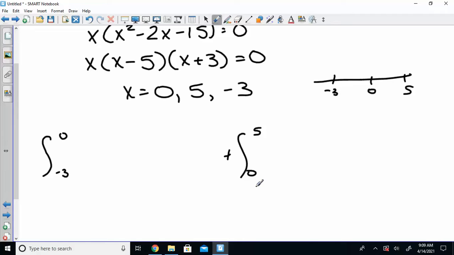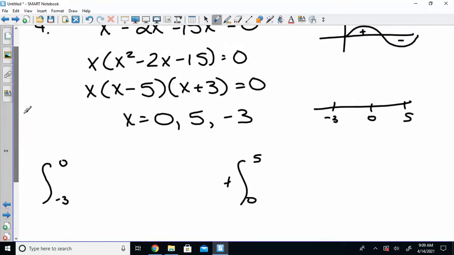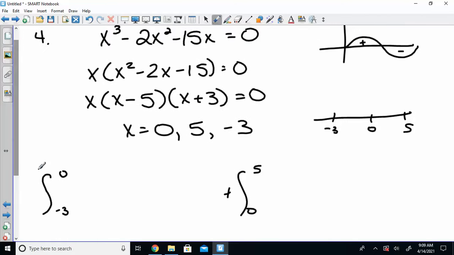Because I want things to be positive, we have to think, okay, if I'm between negative 3 and 0, like if I'm at negative 1, if I plug this in, would I get a positive or a negative answer out? Negative. So how do I make that positive? What am I going to have to do? Run a negative. Does that give me a negative, or does that give me a positive? That gives me a positive, doesn't it? Because this would be a negative 1 times a negative 6 times a 2. So that's positive. So we don't have to change that one.